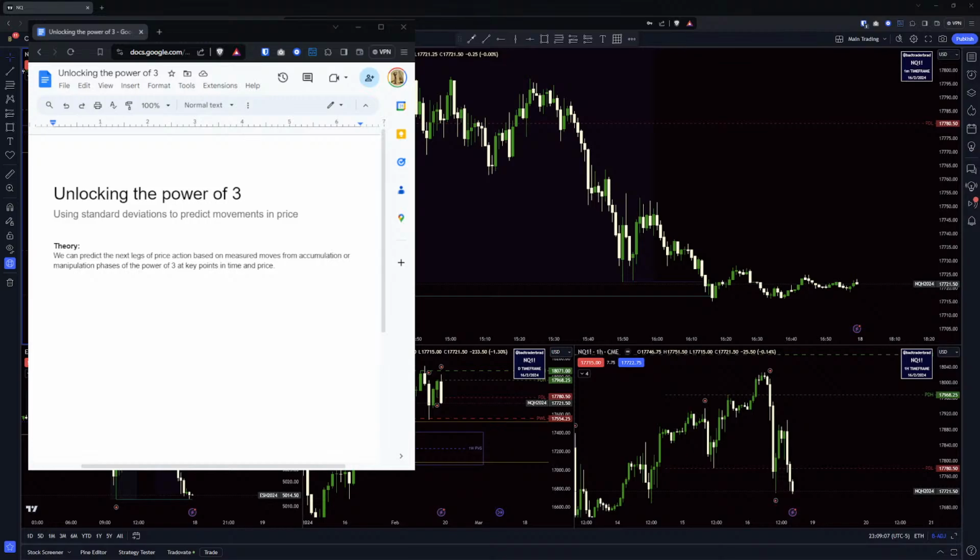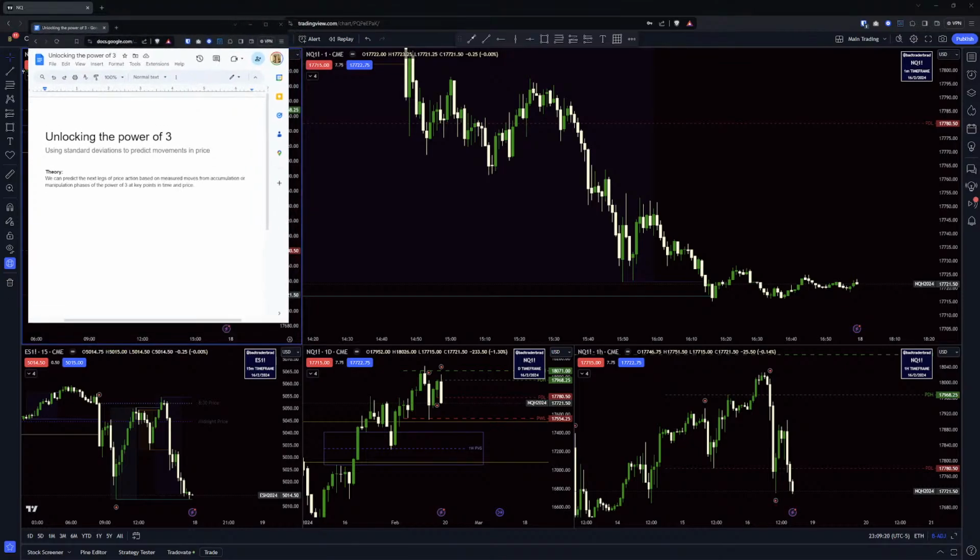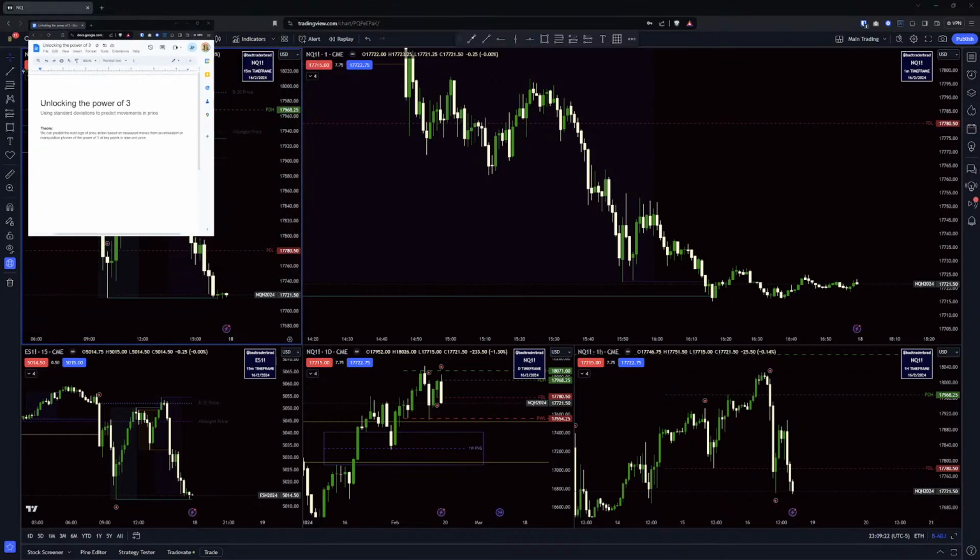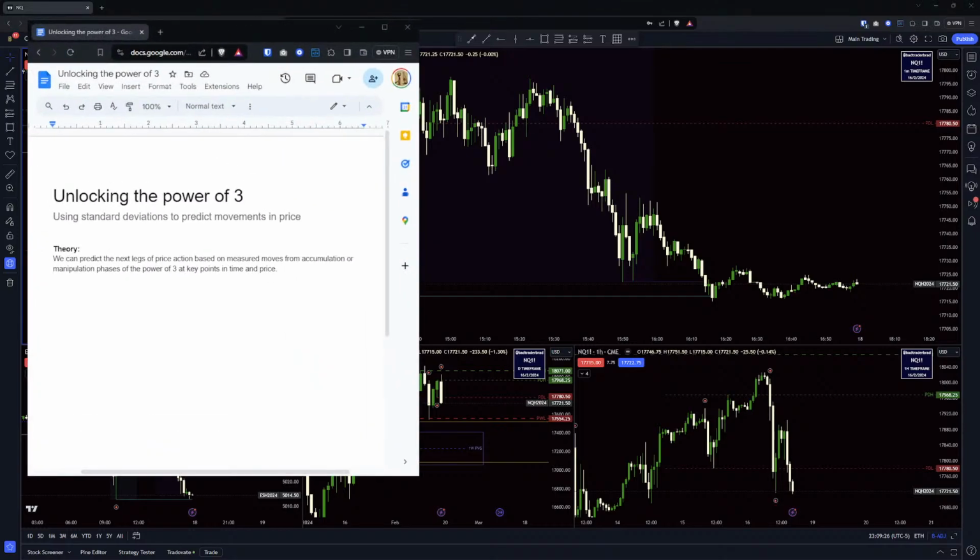Possibly predict the next couple of legs, but we'll see how that works out. So, the theory: we can predict the next legs based on the key points in time and price, right? All right, so I'm going to move this up right here. In the first place, and actually, let me put this on the Google Doc.